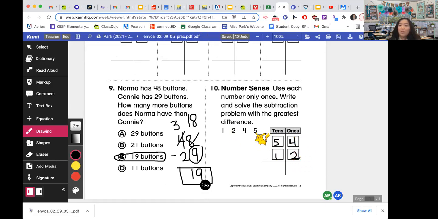The reason why I know this is my biggest number is because the biggest 10 you have would be the 5. And then the next biggest number would be the 4. And to make the smallest number, you use the smallest number here to make the 10, and the next smallest number to make the ones. So 54 minus 12. More on top, no need to stop. 4 minus 2 equals 2. 5 minus 1 equals 4. So the greatest difference that you could make with all 4 of these numbers would give you the difference of 42.